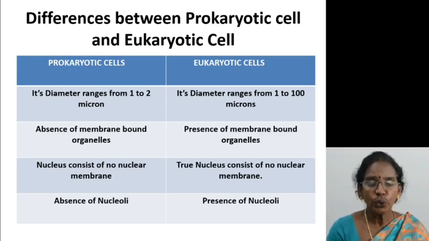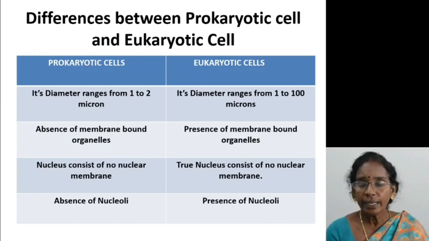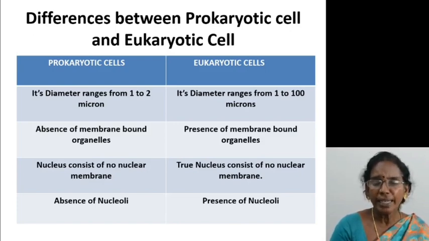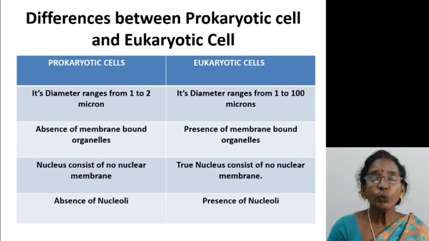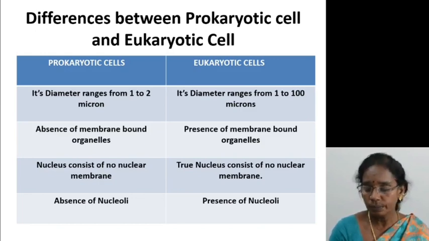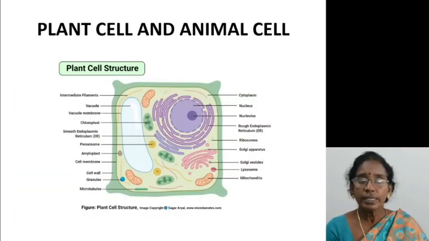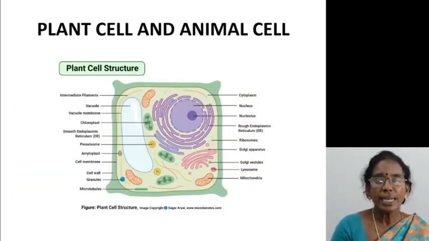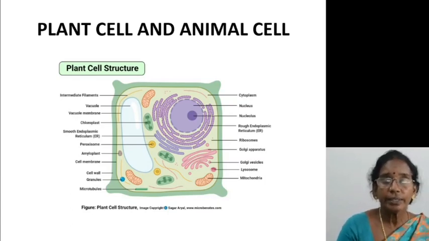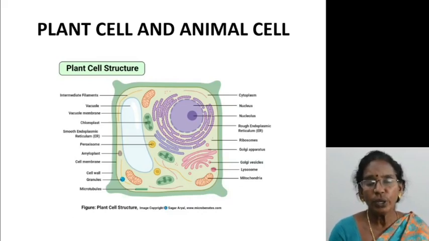The nucleus consists of no nuclear membrane. But here in the eukaryotic cells, the true nucleus consists of a nuclear membrane. Absence of nucleoli in prokaryotic, and in the eukaryotic, presence of nucleoli. Nucleoli is the small rounded body within the nucleus which consists of protein and RNA, and it is involved in the production of ribosomes. Now let us see the plant cell and animal cell. Plant cell and animal cell are eukaryotic, and they have a true nucleus and the membrane-bound organelles.